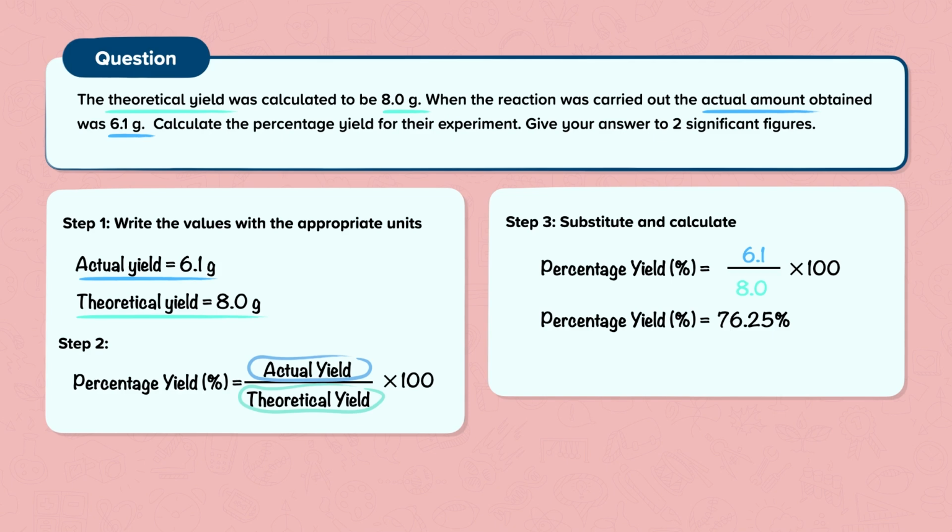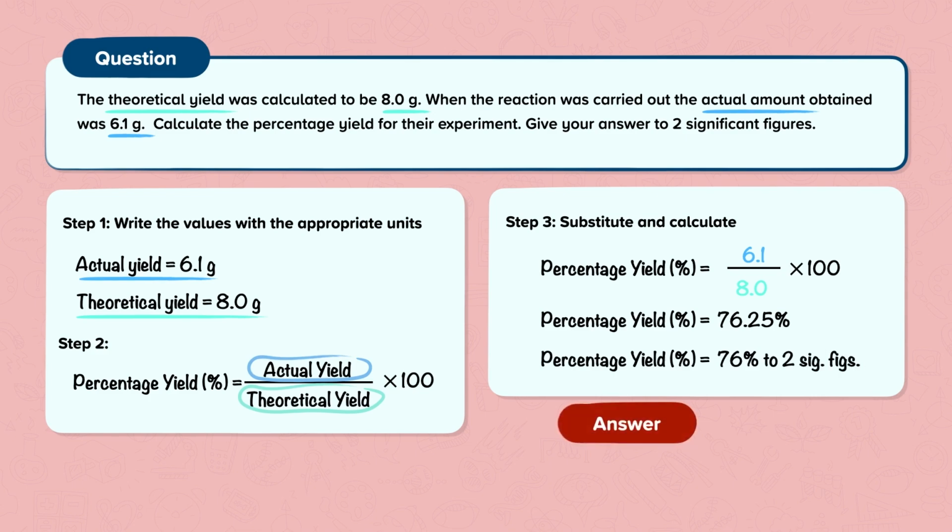The question asks for the answer to be given correct to two significant figures. So we need to look at the third significant figure and decide whether to increase the value of the second figure by 1. In this case, we don't, because the value of the third significant figure is 2, which is less than 5.